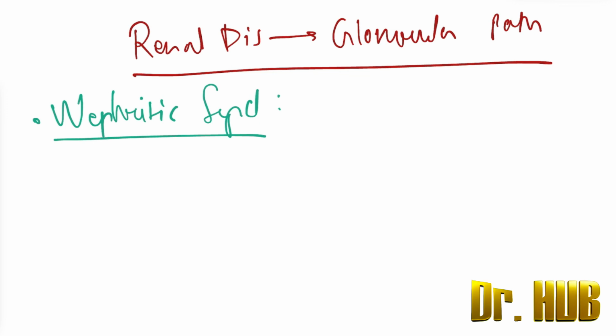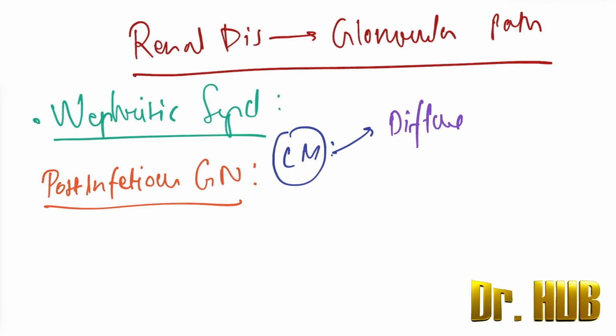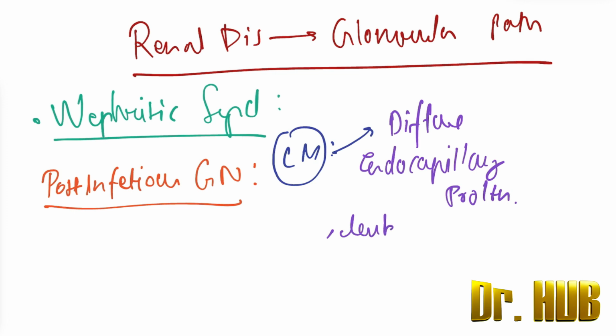Under the nephritic syndrome, it includes post-infectious glomerulonephritis. How does it appear in light microscopy? In the LM, that is light microscopy, it appears as a diffuse endocapillary proliferation, and there is also leukocyte infiltration.